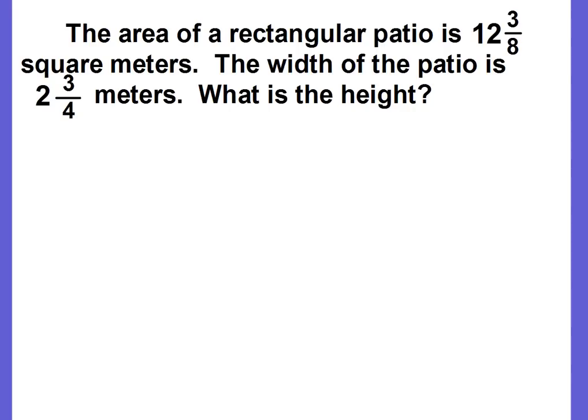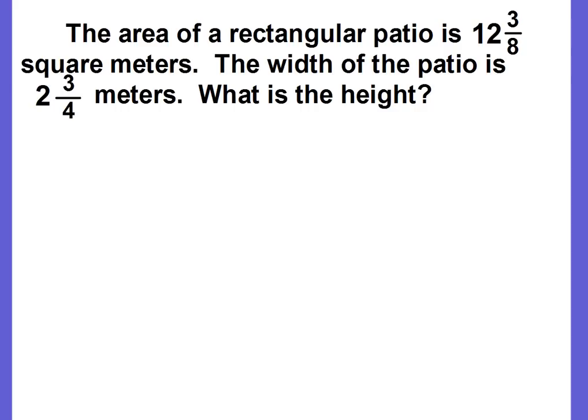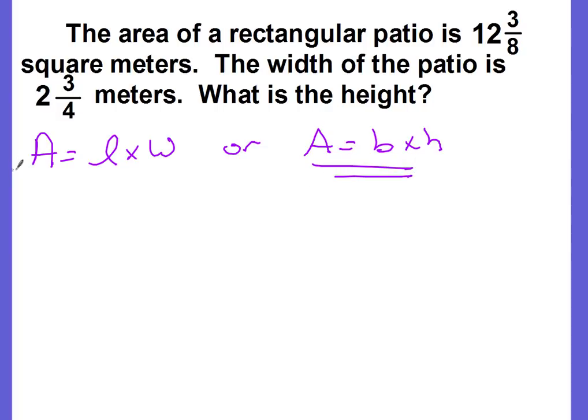And the same thing is going to work for when you have word problems. The area of a rectangular patio is 12 3/8 square meters. The width of the patio is 2 3/4. What is the height? Remember, area equals length times width, or area equals the base times the height. Okay, this is their new formula. This was the old formula. Okay, so if you know the area, you're going to have to divide.